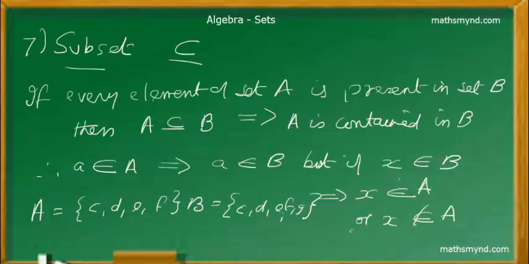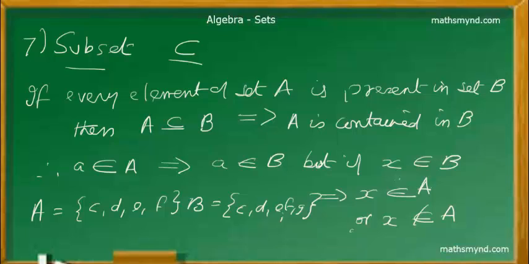Now let's go into one of the most important types of set relations when we deal with comparing sets, and that's what is called a subset. Subset simply means that if you are comparing two sets A and B, and all the elements of set A are present in set B, then A is said to be a subset of B, which means that A is contained in B.